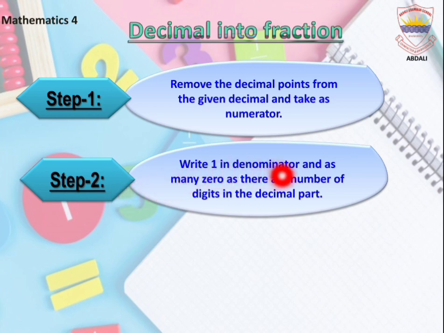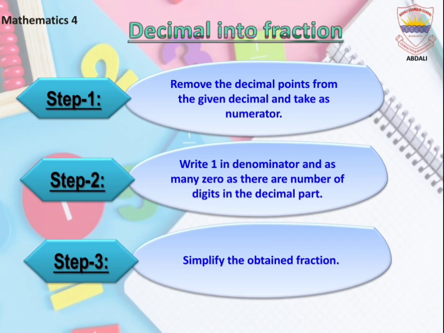Our step 2 is to write 1 in the denominator and as many zeros as there are digits in the decimal part. Our third step is to simplify the obtained fraction.